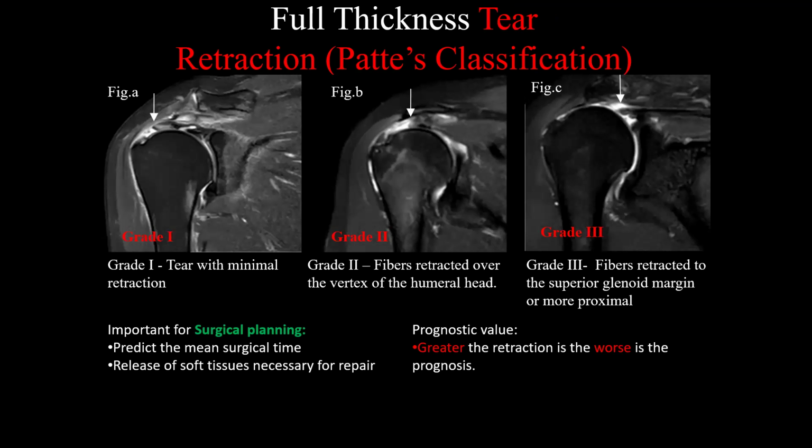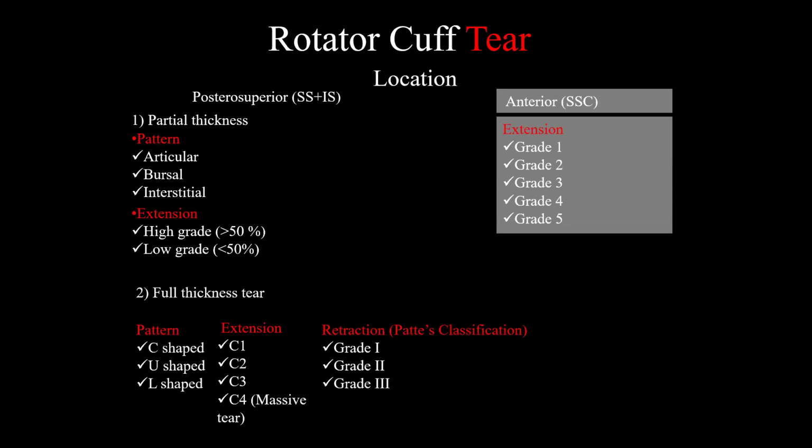The retraction of the tendon is to be mentioned as it is essential for surgical planning. It predicts the mean surgical time and amount of soft tissue release that would be necessary to repair of deeper retraction. There are three grades. The grade 1 tear with minimal retraction, grade 2 fibers retracted over the humeral head, and grade 3 fibers retracted up to the superior glenoid margin or more proximal to it. As you can see, greater the retraction, the worse is the prognosis.